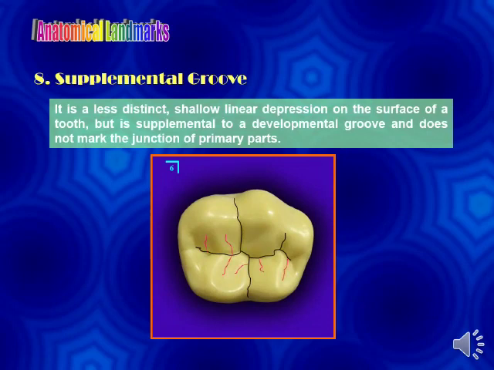Supplemental groove. It is a less distinct shallow linear depression on the surface of the tooth but is supplemental to a developmental groove and does not mark the junction of primary parts. We said the developmental groove lies between the primary parts, shown here in black. The red lines are the supplemental grooves. They are less distinct and shallow, located on the occlusal surface of the tooth. They are additional to the developmental grooves and do not separate the primary parts of the tooth. So the red lines are the supplemental grooves, and the black ones are the developmental grooves.